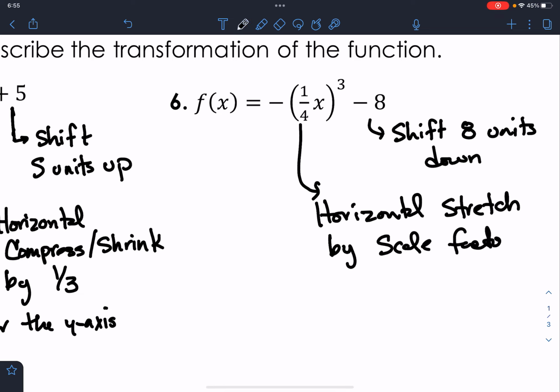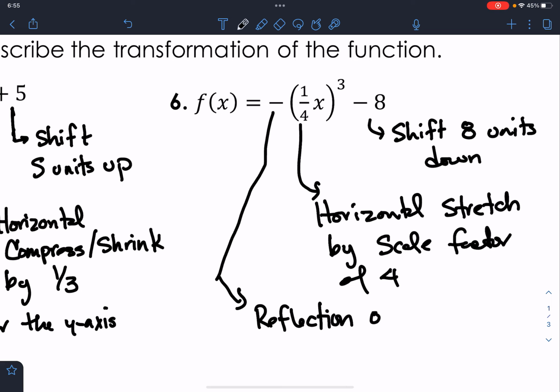And the negative sign, this time, because it's on the outside, this is a vertical reflection. It's still a reflection, but this time it's going to be over the x-axis because it's going to be vertical, so we're jumping across the x-axis.